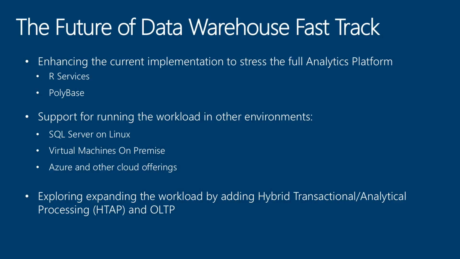Finally, we're looking at broadening the Fast Track program beyond data warehousing. We would like to develop RAs for OLTP systems and hybrid transactional analytic processing, or HTAP systems. HTAP is layering columns or indexes on top of an OLTP database to provide real-time analytics. So these expansions of the Fast Track program allow you to select from RAs across a variety of data environments.